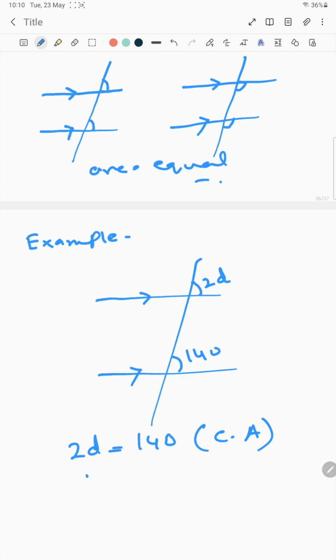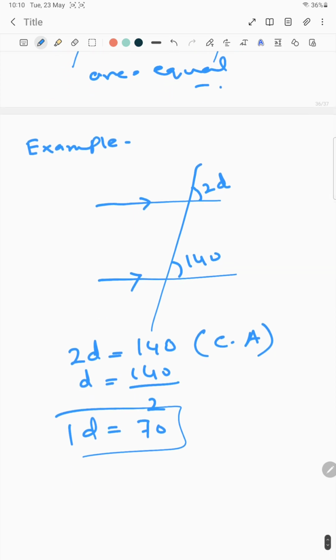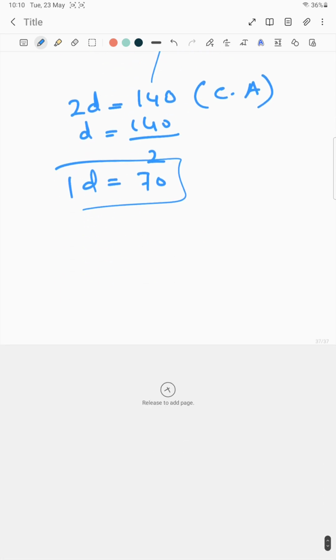As 2 is multiplying here, when 2 goes to the other side we have to divide it. So 140 divided by 2, you will get 70. So like this we can just apply the property of corresponding angles and we can find the unknown.